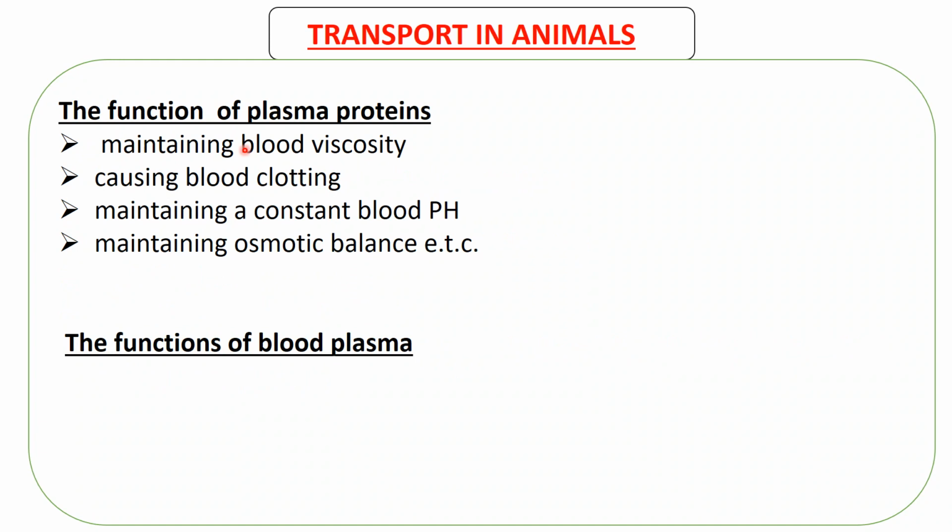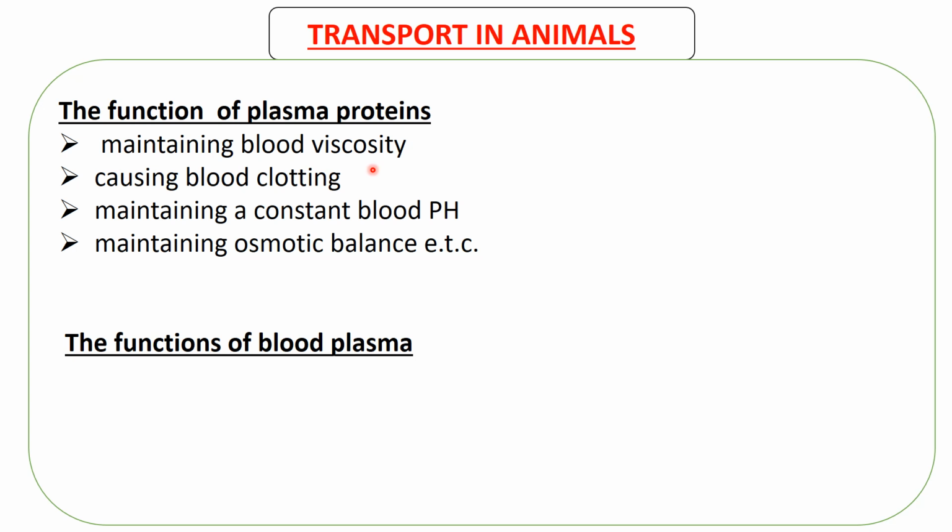So before we can look at the function of blood plasma, the functions of blood plasma proteins are: one, to maintain blood viscosity. Viscosity is just the measure of how easy it is for a liquid to flow. Okay, so we can say water and blood have different viscosities, because water seems to be light as compared to blood, which is a bit thick. Okay, they say blood is thicker than water. Maybe you get my point from there.